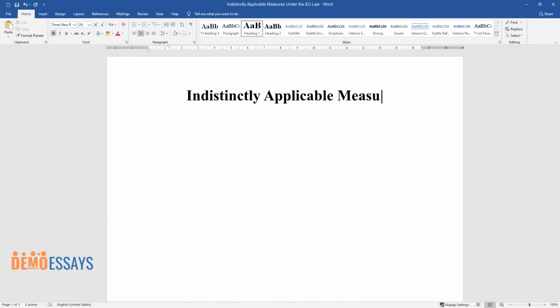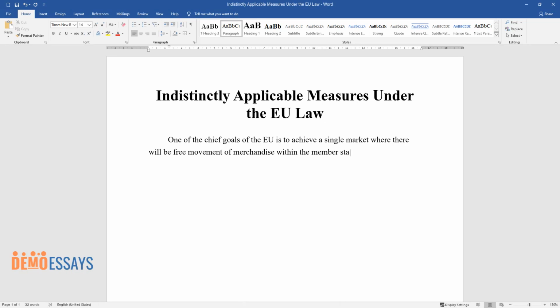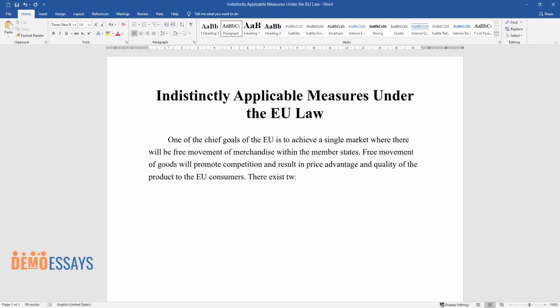Indistinctly applicable measures under the EU law. One of the chief goals of the EU is to achieve a single market where there will be free movement of merchandise within the member states. Free movement of goods will promote competition and result in price advantage and quality of the product to the EU consumers. There exist two obstacles to the free movement of products within the EU.